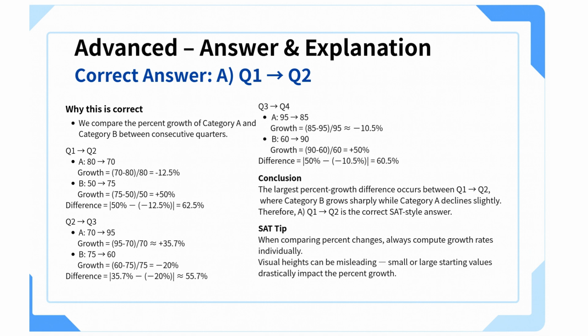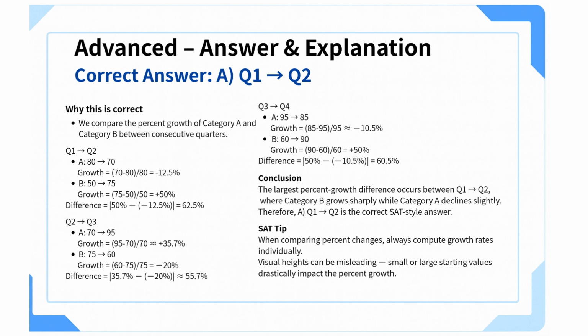Finally, from Q3 to Q4. Category A goes from 95 to 85, which is about minus 10.5%. Category B increases from 60 to 90, a plus 50% change. The difference is around 60.5%.